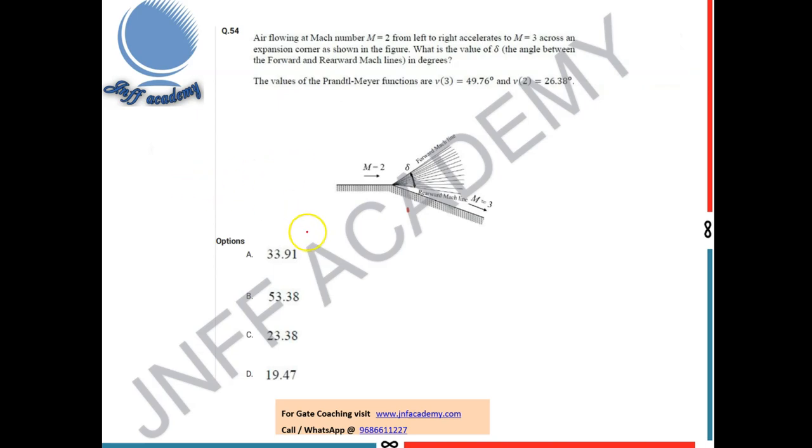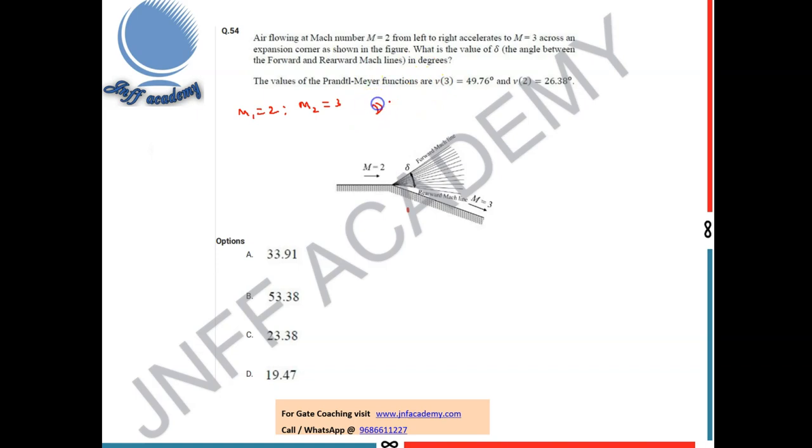So the question is about a Prandtl-Meyer expansion fan, and the inlet Mach number M1 is equal to 2 and the exit Mach number M2 is equal to 3. That is also given. So M1 is equal to 2, M2 is equal to 3. Both of them are given. Fortunately, they have also given the value of the Prandtl-Meyer function.